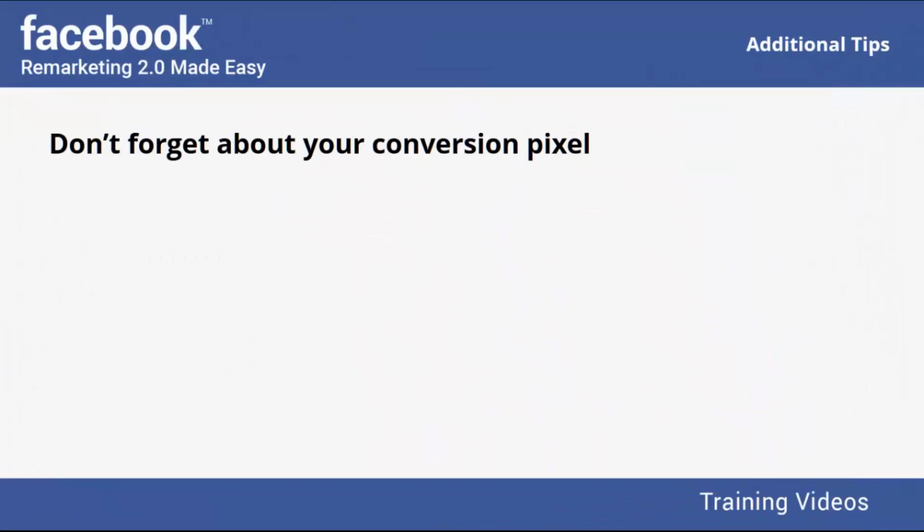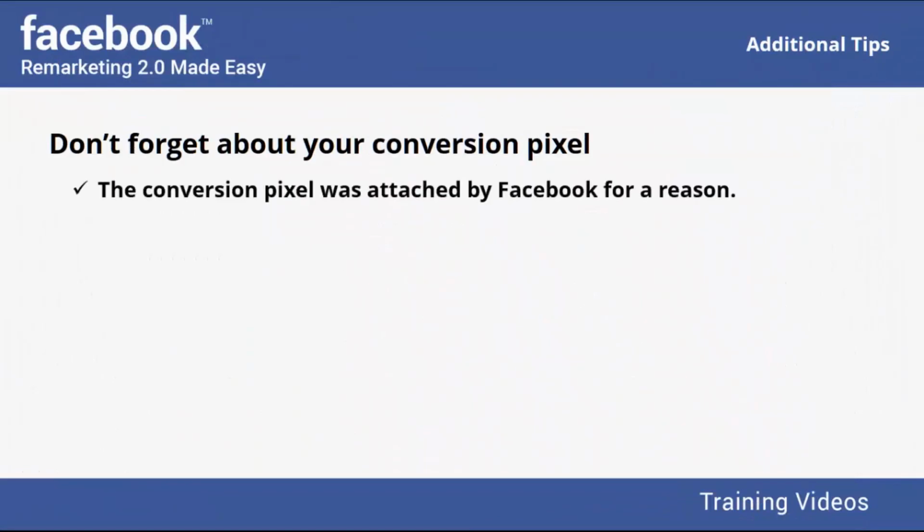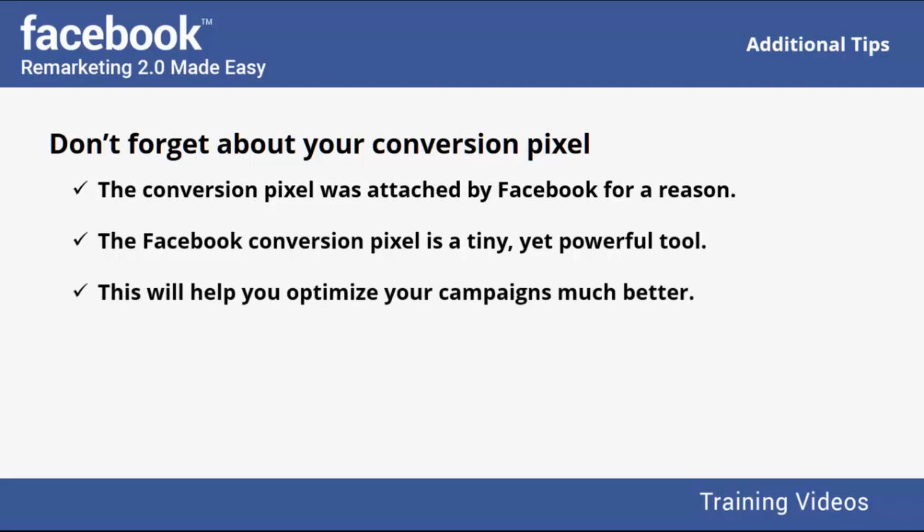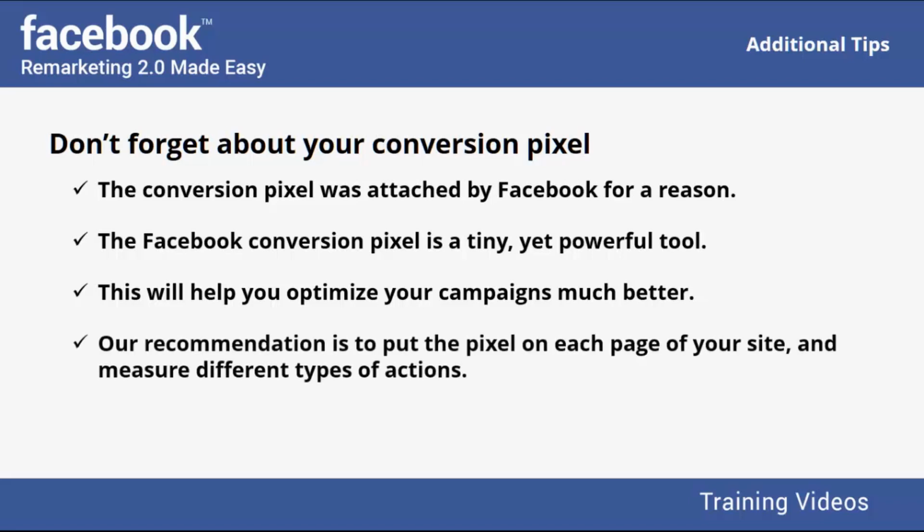Don't forget about your conversion pixel. The conversion pixel was attached by Facebook for a reason. The Facebook conversion pixel is a tiny yet powerful tool that will help you to know where your conversions are made and where they come from. This will help you optimize your campaigns much better. Our recommendation is to put the pixel on each page of your site and measure different types of actions.